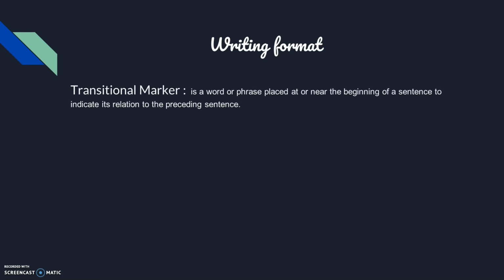We use transitional markers. A transitional marker is a word or phrase placed at or near the beginning of a sentence to indicate its relation to the preceding sentence. We have similarly, likewise, and in the same way.